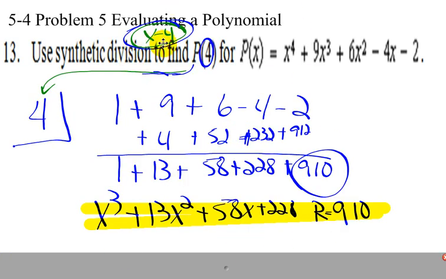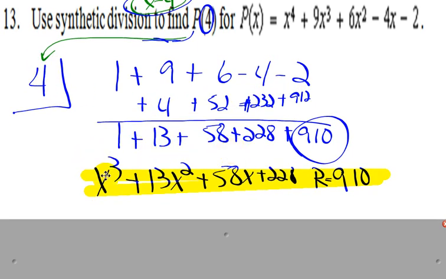13, again, use synthetic division to find p of 4 for p of x equal this quartic polynomial. And when you divide it in, remember to flip the sign. When you've got an x minus 4, you're going to flip that negative 4 to a positive and do your synthetic division. And this is what we end up with. x cubed plus 13x squared plus 58x plus 228 with the remainder of 910.